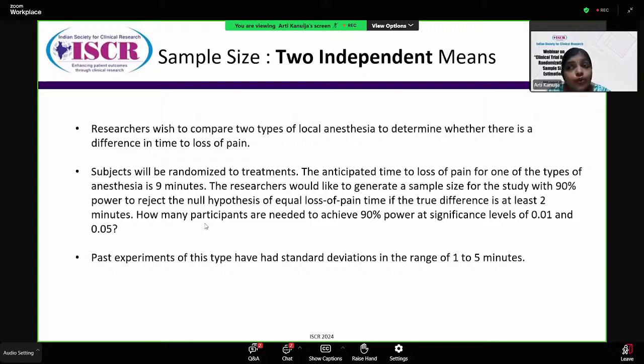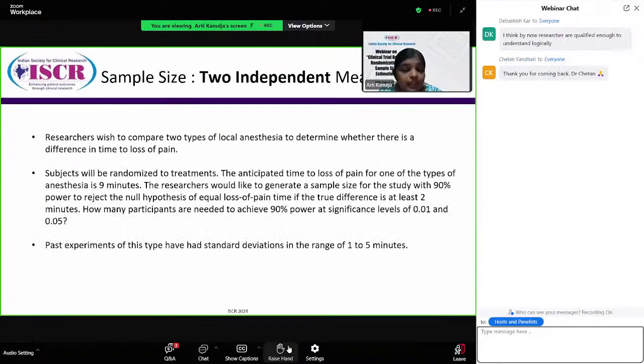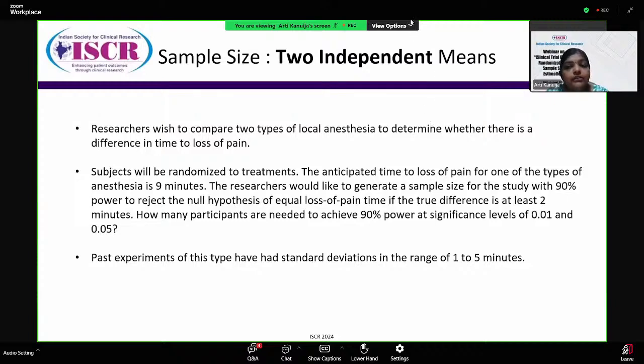And it is known from feasibility or pilot studies or from the literature that the anticipated time to loss of pain for one type of anesthesia is 9 minutes. Now researchers would like to generate a sample size with 90% power. They also mention the null hypothesis, where the two differ by at least 2 minutes. For example, if it is 7 minutes, that means the pain is reduced in lesser time. And they are asking for 90% power with significance level alpha being 1% and 5%. We want to see both.